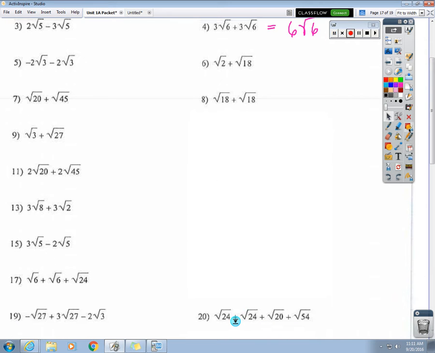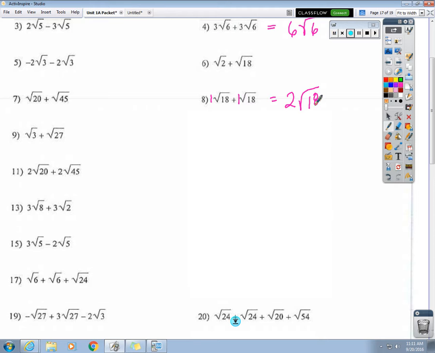The square root of 18 plus the square root of 18. Did those have matching radicands? So that means we can add them. What does it become when you add them? Right. Where did that 2 come from? Correct. And you're on the right track, but you're not finished. Why do you think I'm not finished?